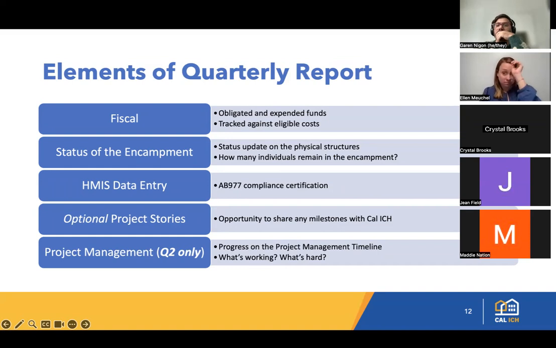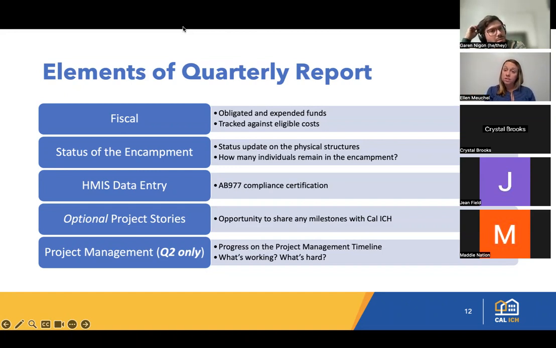Thanks, Crystal. As I mentioned earlier in our presentation, my team oversees the distribution and receipt of the quarterly reports. Quarterly reports are a way that we understand and track your progress towards spending outcomes, as well as the status of the encampment that you were awarded funds for. The quarterly report is a required element of this program and is written into your standard agreement. These are comprehensive documents, meaning each quarterly report is a reflection from the start of the grant up to a certain point, based on what quarter you're reporting on. There are a few elements of the quarterly report.